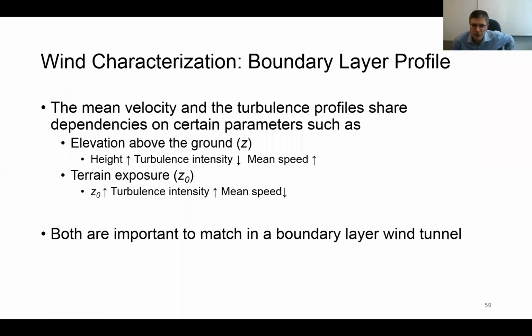So these boundary layer profiles would consist of both the mean profile and the turbulence intensity profiles. They both share dependencies on certain parameters, as I talked about: the elevation above the ground. Go up higher, turbulence intensity decreases, mean wind speed increases. Terrain exposure: as your roughness increases, your turbulence intensity increases and your mean wind speed decreases. Both of these things are important to match if we get into experimental methods, say in a scaled boundary layer wind tunnel. You don't just put a model and blow air on it with a fan. There's a lot more to it than that. One of those things that's important to match is the appropriately scaled boundary layer for the terrain in which the building you're designing is going to be set.